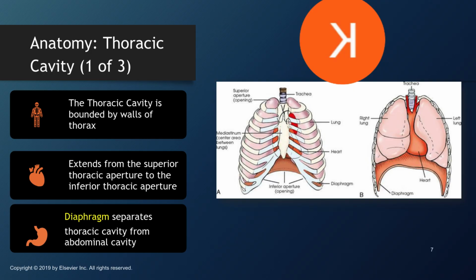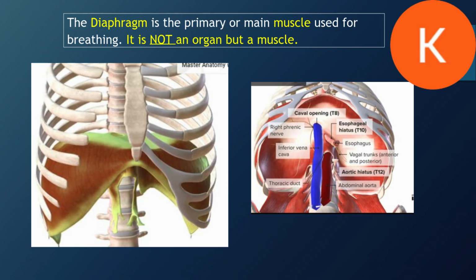The first picture is inside the rib cage. The picture labeled B, we see this without the rib cage, how it looks like, the right and left lungs, our heart, the diaphragm, and how the diaphragm separates the thoracic cavity from the abdominal cavity. The diaphragm is the primary or main muscle used for breathing. It is not an organ, but a muscle.